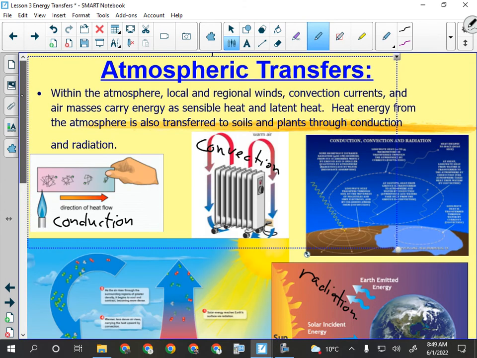So, the importance of the atmosphere is this. The atmosphere can transfer energy by local and regional winds, which are a type of convection current. And air masses can carry energy as both sensible and latent heat. So the water cycle and the atmosphere kind of work in concert for that part of it. The atmosphere has to move the latent heat, but it's the hydrosphere that puts the latent heat into that cycle.